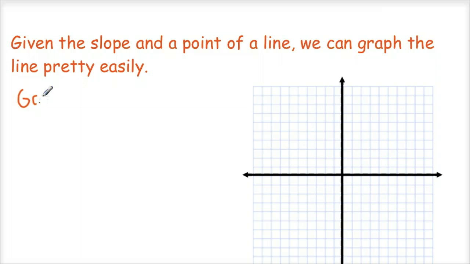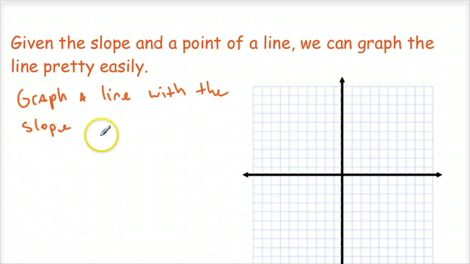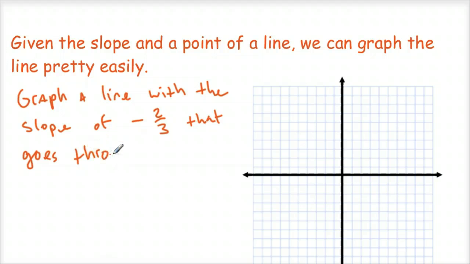So if we say, for example here, graph a line with the slope of, let's do a negative slope, let's say negative 2/3, that goes through, let's pick the point negative 1, 4. Okay, so we want to graph a line with a slope of negative 2/3 that goes through the point negative 1, 4. So this is pretty easy. I'm just going to go to the point negative 1, 4. So I go over 1 and up 4, and I plot a point.